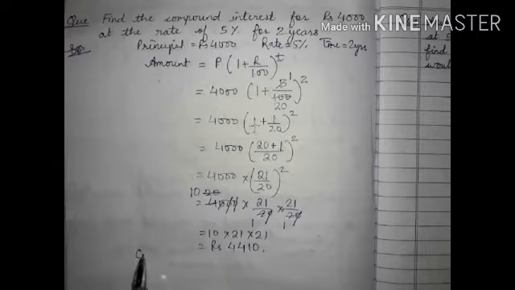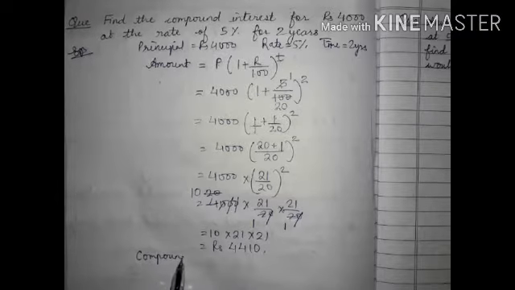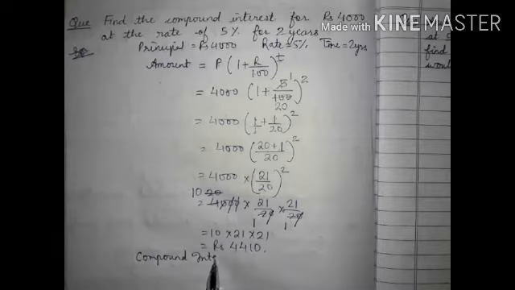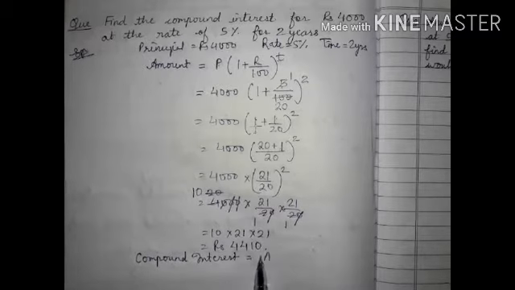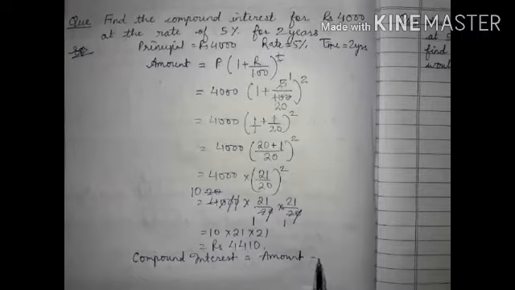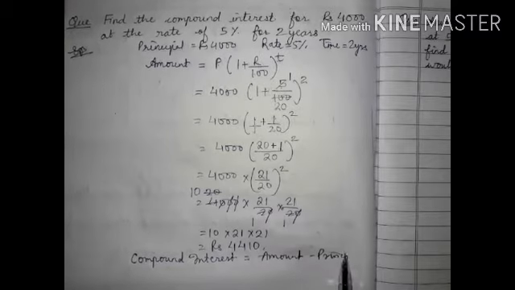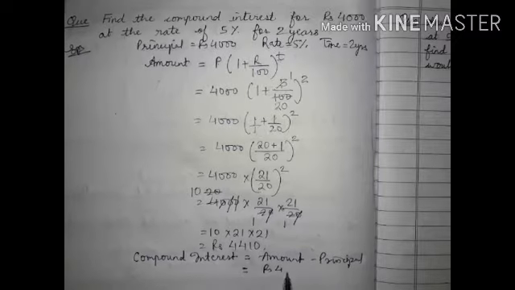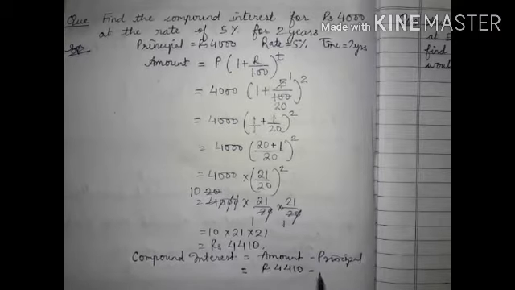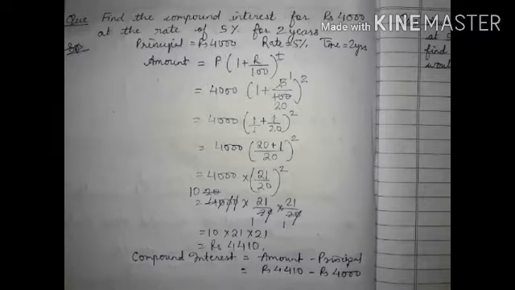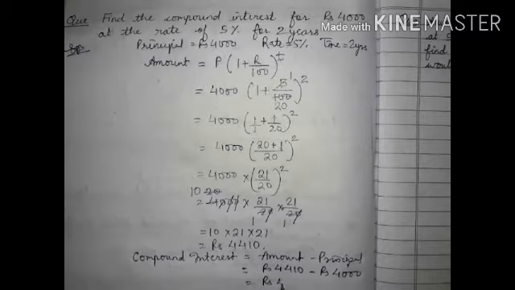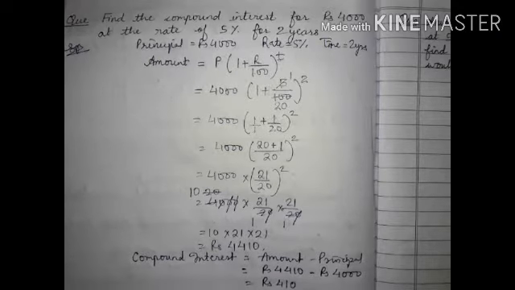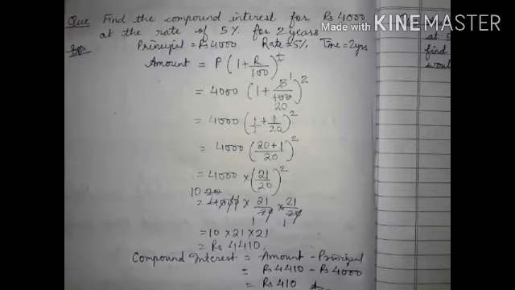Now we will find here the compound interest. So compound interest is equal to amount minus principal. So amount is rupees 4,410 minus principal 4,000. So what is the answer? Compound interest is equal to 410 is the answer.